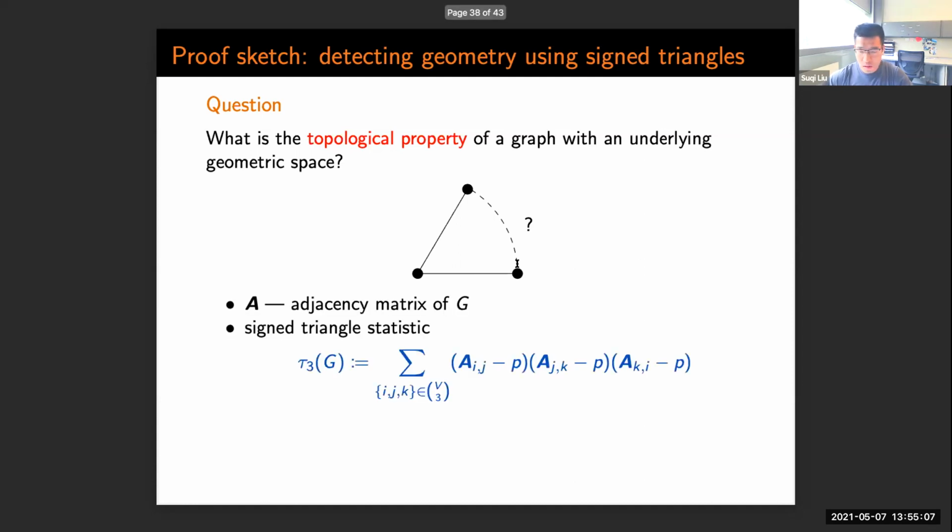However, we're doing something even smarter by using something called the signed triangle statistic proposed in the original work of Bubeck et al. And the idea here is not only counting the triangles, but counting the centered version of the triangles. The reason for doing this is to reduce the variance.